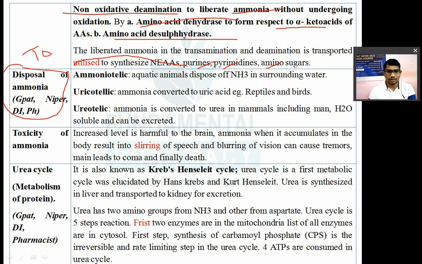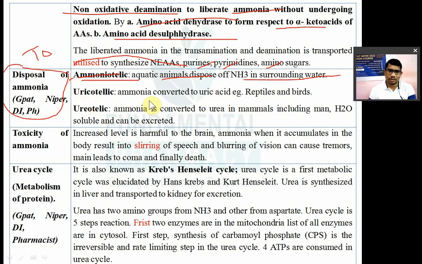Ammonia is disposed of, or removed from your body, in different forms. Some animals excrete ammonia as it is. For example, aquatic animals like fish dispose of ammonia in the surrounding water. That is why they are known as aminotelic. The animals which remove ammonia as it is in the surroundings are known as aminotelic.